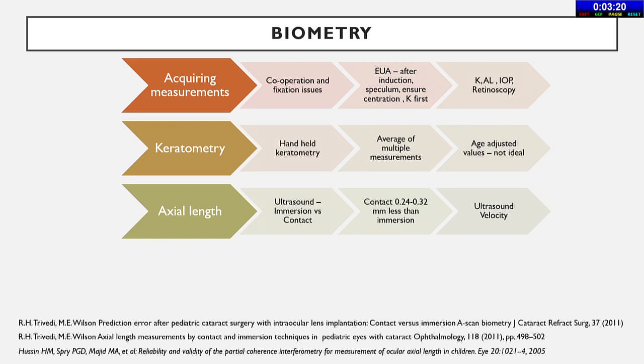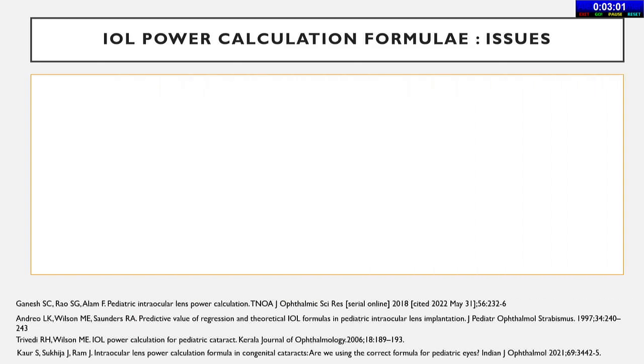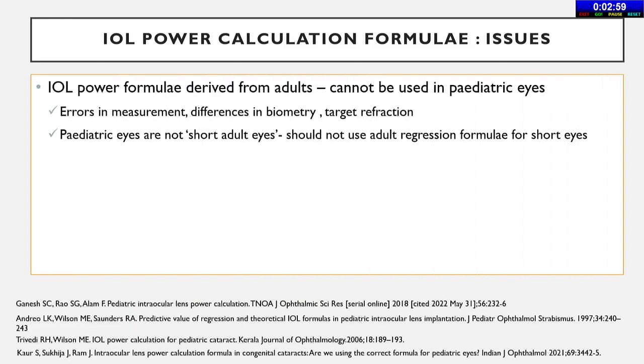Now coming to the formulae. IOL formulae are derived from data carried out in adults, and they cannot be used with great certainty in pediatric eyes. There are errors in measurement, differences in biometry, target refraction, and the size, shape, and dimensions of the eye are very, very different. In short, pediatric eyes are not short adult eyes, so it's not safe to assume that adult regression formulae for short eyes, which would be your Hoffer-Q, are advisable in children's eyes.